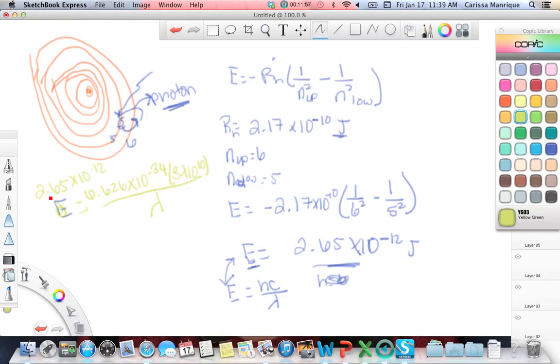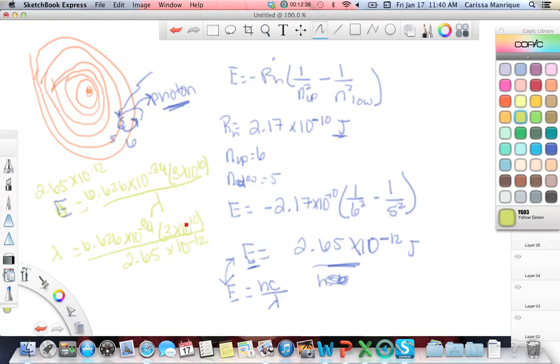You need to bring your wavelength over first. Basically, these two will switch doing the algebra. This will come over here, which will cause this number to move there. So our wavelength will be 6.626 times 10 to the negative 34 times 3 times 10 to the 10th, divided by 2.65 times 10 to the negative 12.